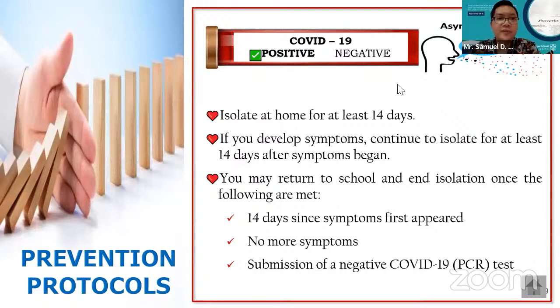If unfortunately the result is positive, then you should isolate at home for at least 14 days. If you develop symptoms, continue to isolate for at least 14 days after symptoms begin. You may return to school after the following are met, the same as the last slide: 14 days since symptoms first appear, you have no more symptoms, and submission of a negative COVID-19 PCR test.